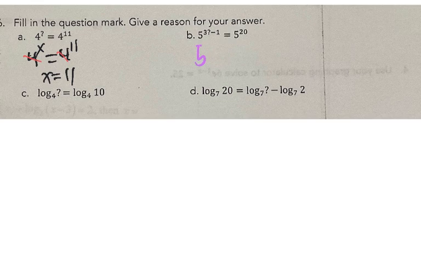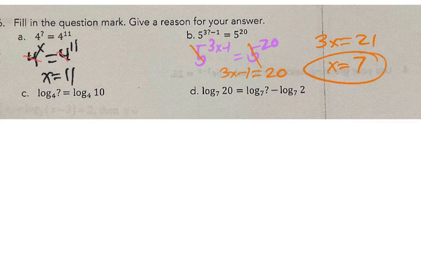For the next one, I have 5 raised to the 3x minus 1 must equal 5 to the 20th. Using that same rule, I can drop the bases. 3x minus 1 equals 20, which means 3x equals 21, which means x equals 7. Everybody good with that?